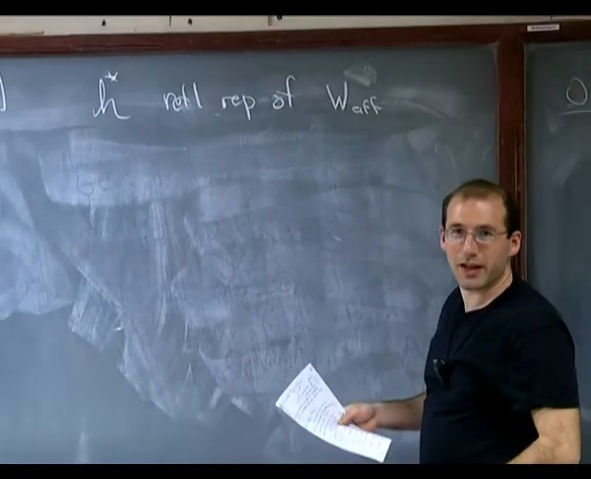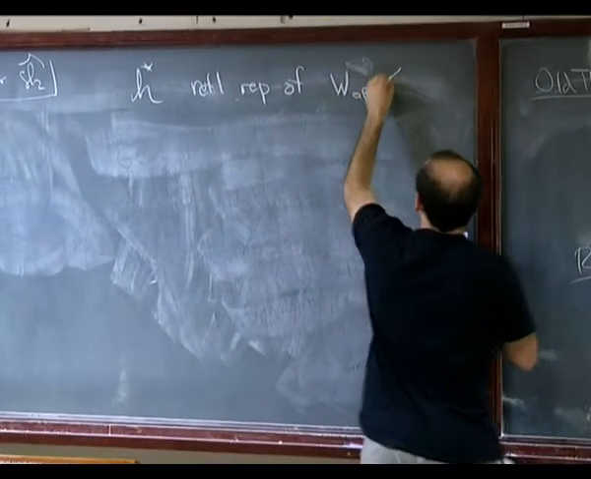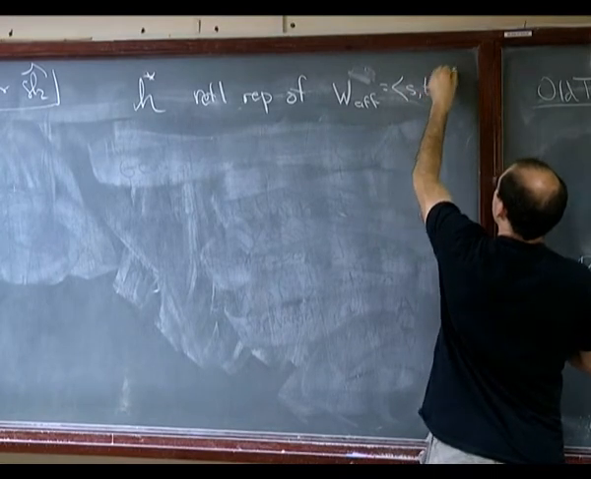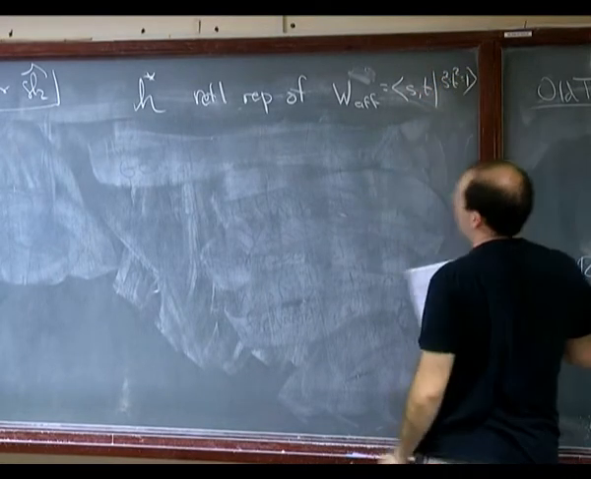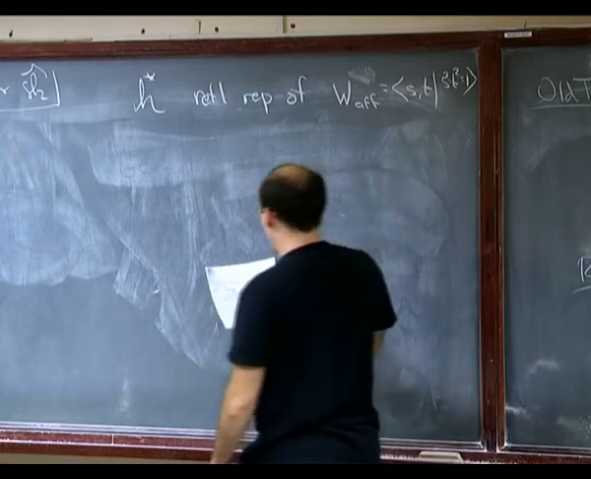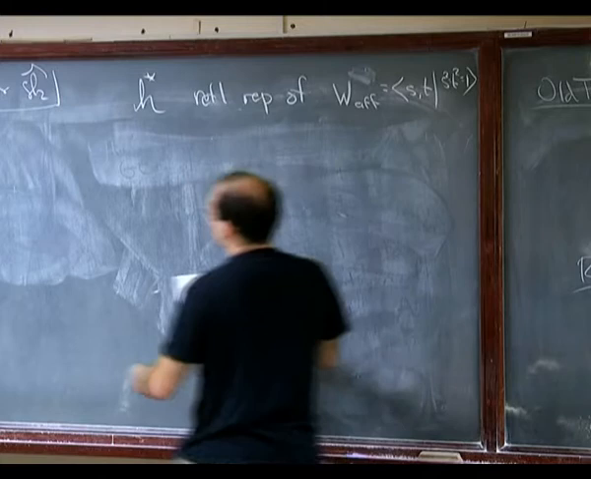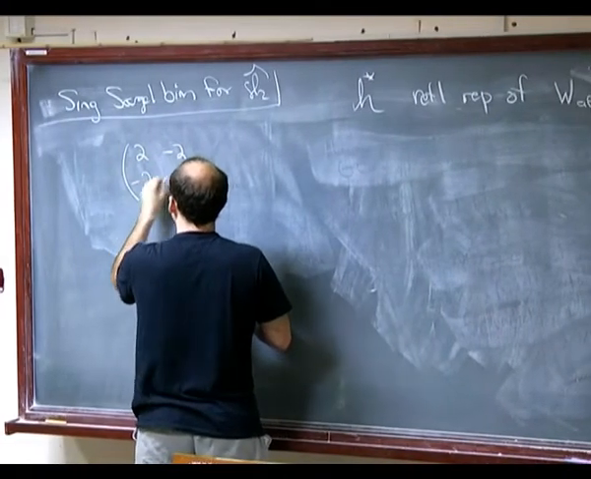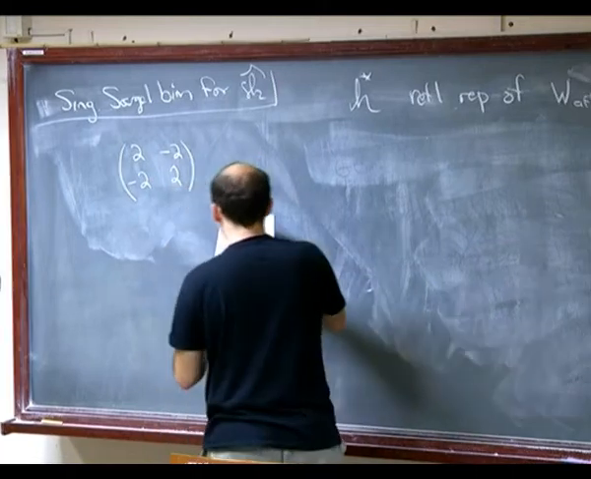Let's make this very explicit, for those of you who may not be up on this. This is generated by two guys, each of which is an involution, so S squared and T squared are one, and there's no other relations. It's an infinite dihedral group. And this representation is governed by a Cartan matrix: 2, minus 2, minus 2, 2. What do I mean by this?